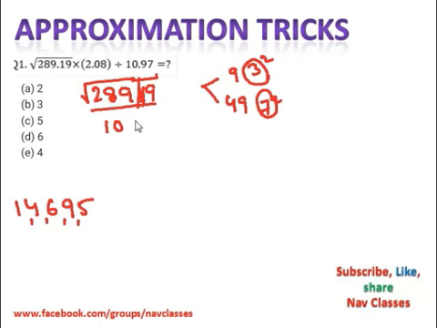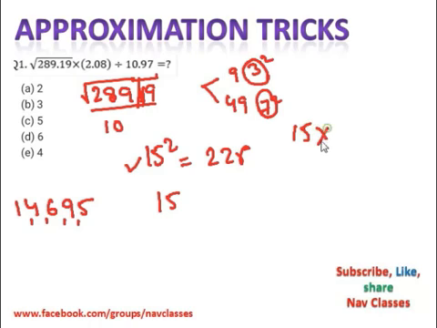The nearest and smaller one is 15 square, which is 225. This is the smallest and nearest. So we got the first part, which is 15, and we have to choose the last digit from 3 and 7. How do we choose that? This is the first, and for the last we will take one more. It means we will multiply 15 by one more, which is 16. 15 multiplied by 16.